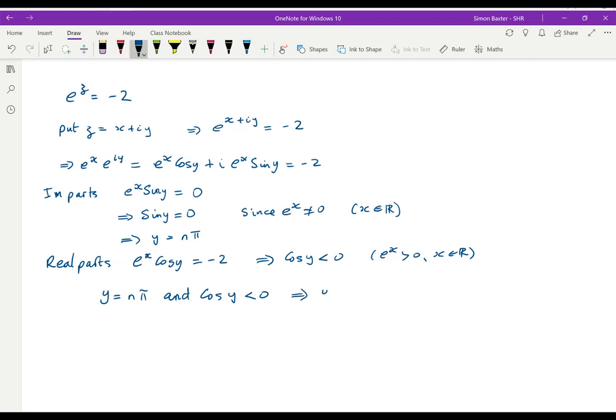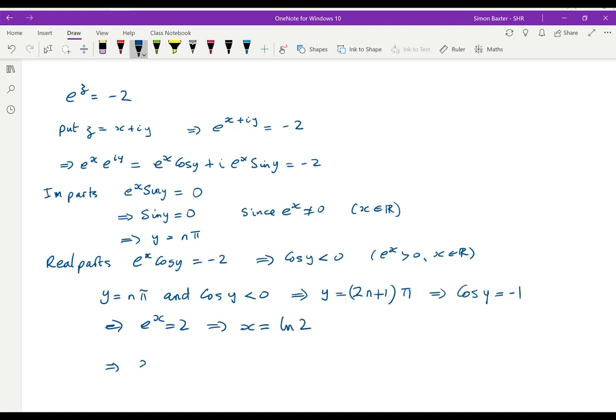y has to be 3 pi, pi, 5 pi, can't be any of the even pi's. So y has to be 2n plus 1 pi. And that tells us that cos y must be minus 1. If that's the case, then e to the x cos y is minus 2. E to the x has to be 2, in which case x has to be natural log of 2.